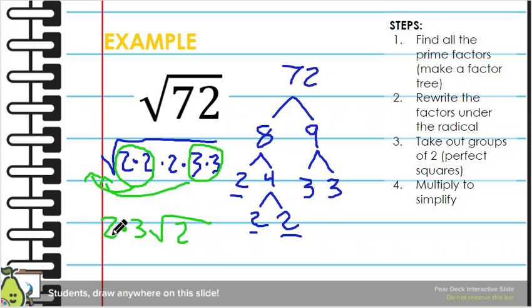So this number on the outside, I can do 2 times 3. 2 times 3 would give me 6, and then that square root of 2 would stay square root of 2. And that's my answer. I can't simplify it anymore.